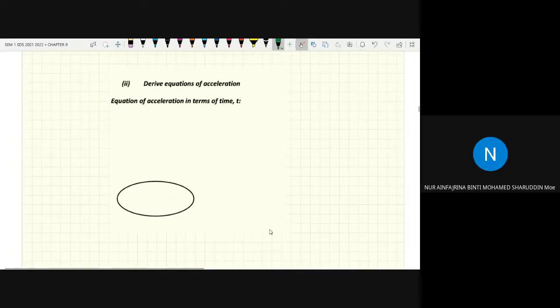Okay, done with velocity. Now we are going to look at acceleration. So the second part is we need to derive the equation of acceleration. Okay, equation of acceleration. The difference now is that the first part is the equation of acceleration in terms of time t. In terms of time t. Okay, circle time t.